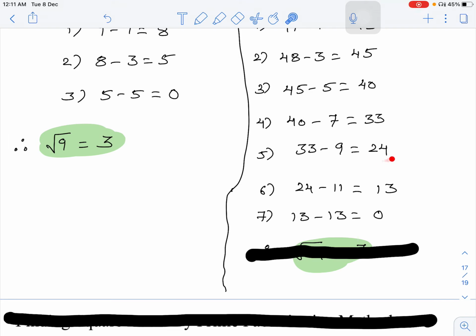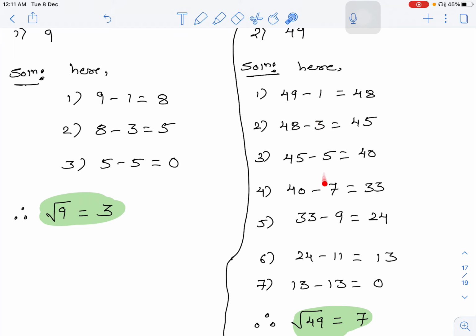So 33 minus 9, 24. Next step, 24 minus the next odd number, that is 11. 24 minus 11, that is 13. And in the next step, 13 minus the next odd number, 13 again, equals 0. So in which step are you getting this difference equal to 0? That is the 7th step. Therefore the square root of 49 is 7. Finding the square root by this method is known as the repeated subtraction method. In repeated subtraction, every time we subtract an odd number from the previous answer.